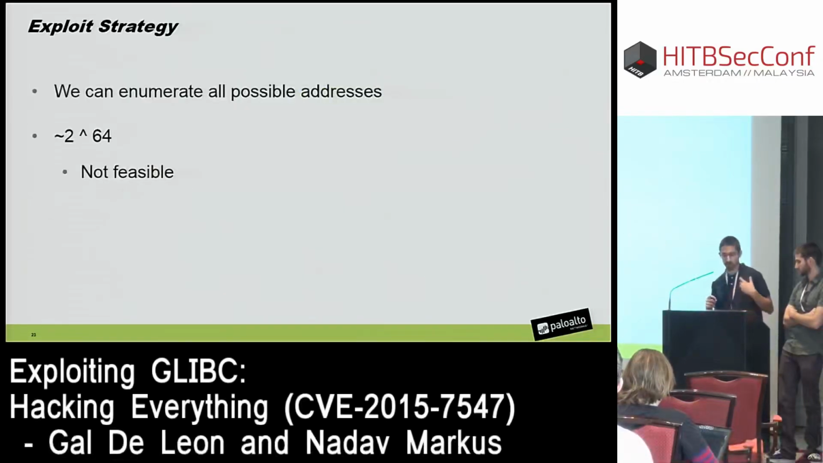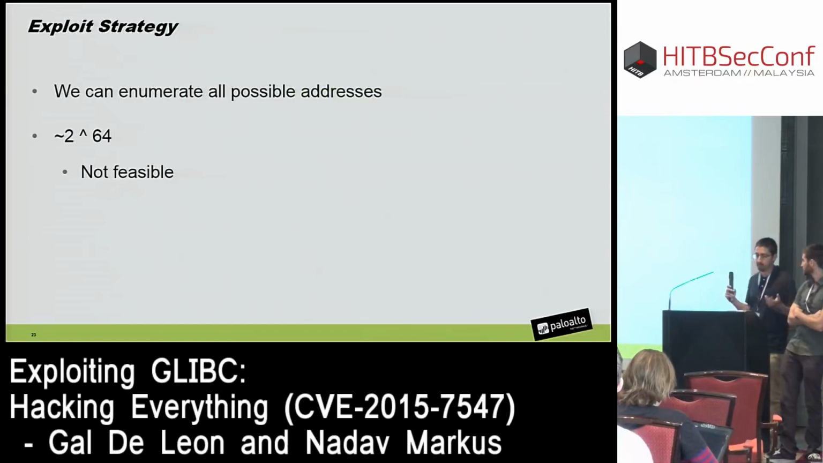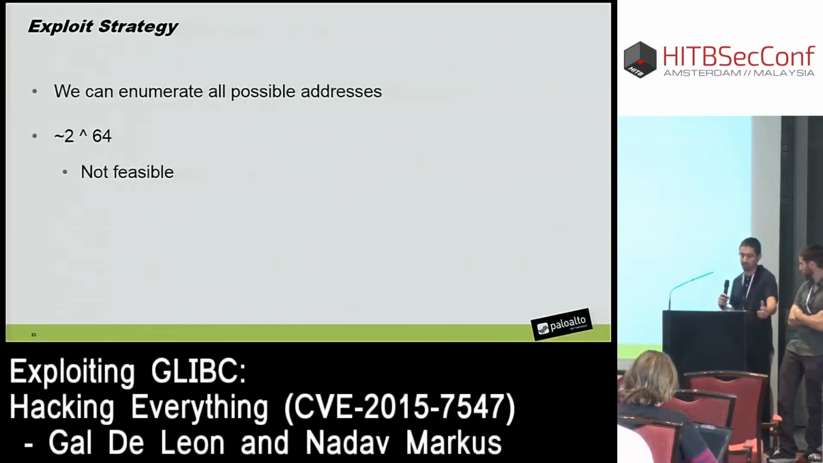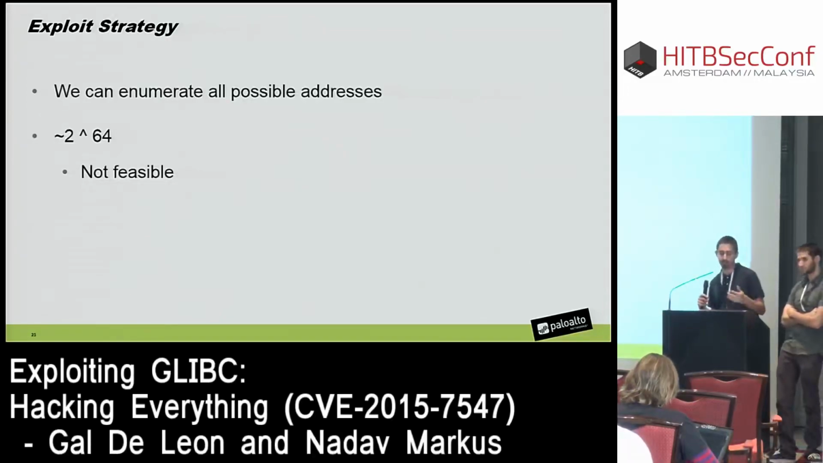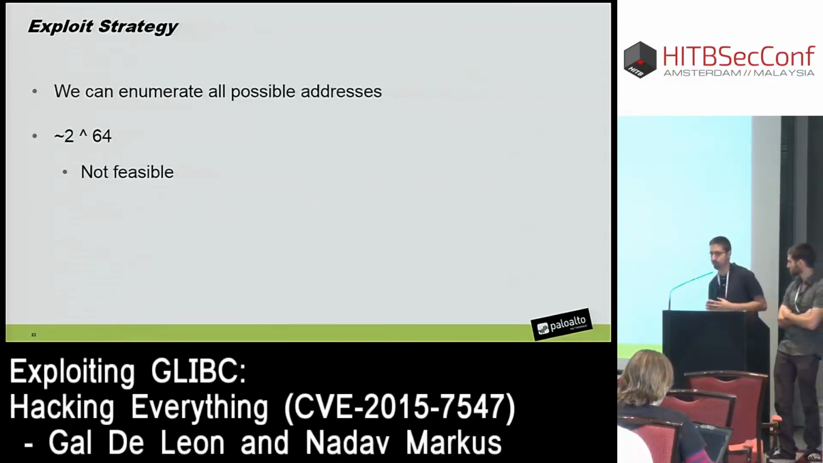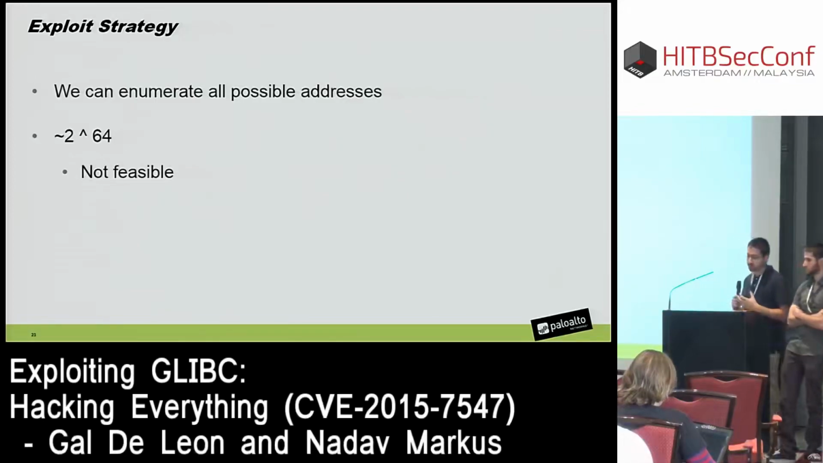So we could have just enumerated, theoretically, all the possible return addresses of getEditorInfo, but on a 64-bit machine, this would be almost 2 to the 64, if you ignore some bits that you always know their value. So this is not really feasible within a reasonable amount of time. It would take years to enumerate. So we decided to upgrade this approach a little bit, and then Nadav will tell you about it.